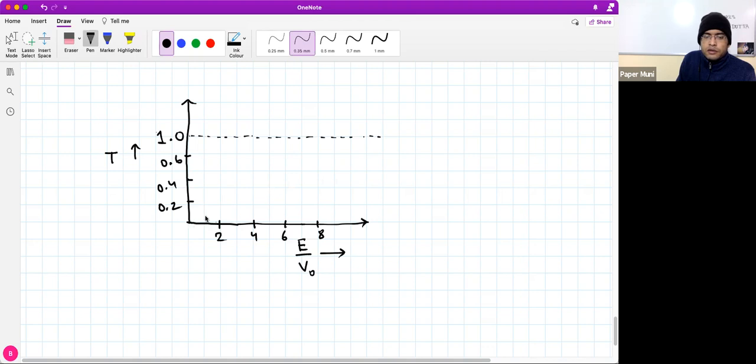So let's draw one of the boundaries here, the bounding envelope, and the curve goes like this.